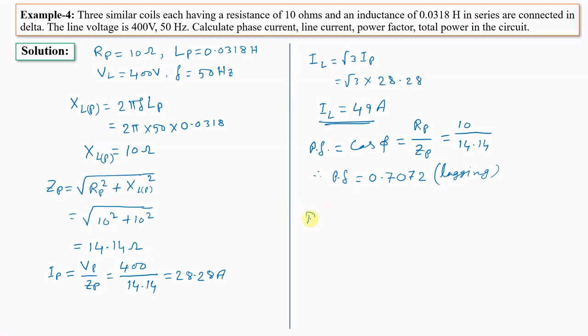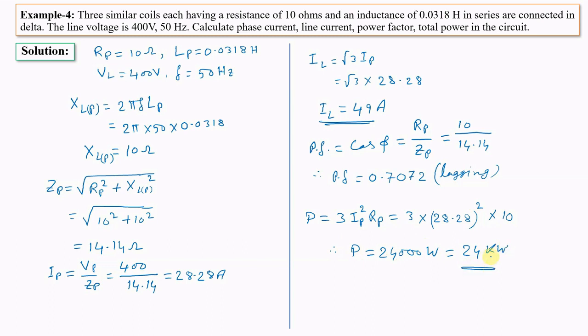And finally, the total power, that is the active power, we can use the formula 3 I phase square into R phase, where the phase current is 28.28 square into R phase, that is 10. So we'll get the value of the active power as 24000 watt or 24 kilowatt. So this is the complete solution of the question.